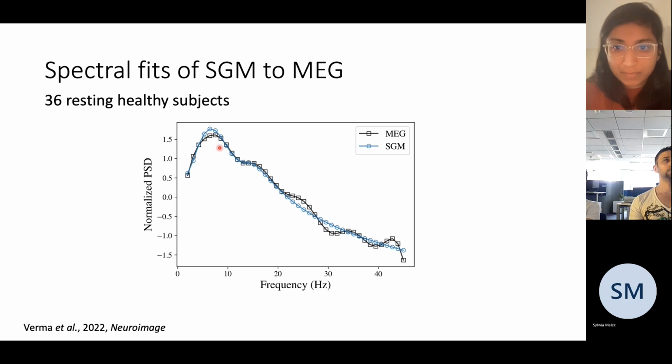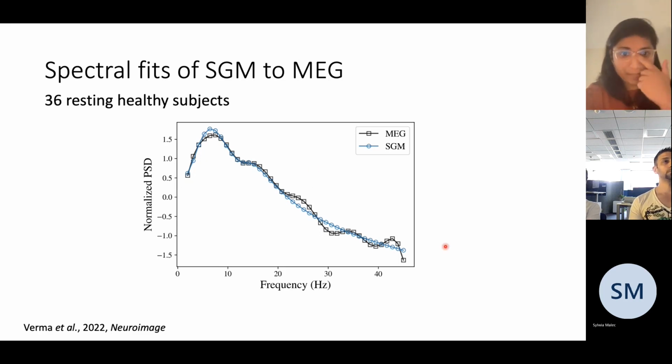And that's what you see in black here. The black line corresponds to the MEG recording of 36 resting healthy subjects, averaged over all subjects and averaged over all brain regions. And in blue, you see the fit of SGM to the MEG spectra. So you can see the fit is pretty good. It captures the peak and the fall off accurately. And the Pearson's correlation has been greater than 0.9 for most of the subjects.